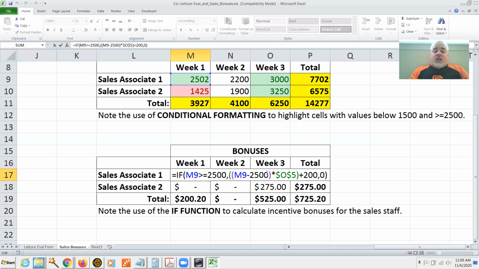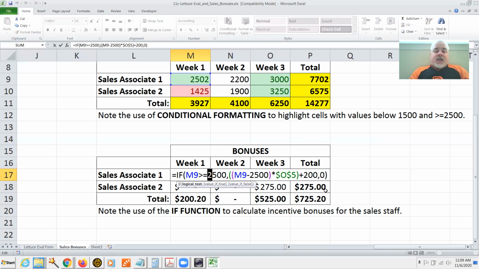If it does not meet the criteria of M9 being greater than 2,500, I don't return the answer to this small math problem of M9 minus 2,500 times 10 cents plus $200. I return a value of 0. And what does that give me? $200.20.